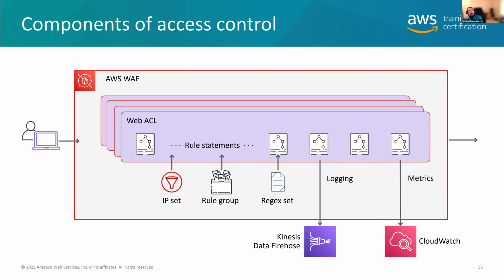In terms of access control, you're going to have an access control list that has a series of rules in it. Each rule is going to contain a statement that says, this is how I want you to handle traffic that matches this pattern. These rules are then put into groups, right? So these rule statements make up these rules. These rules are put into groups. The groups are associated with the ACL.